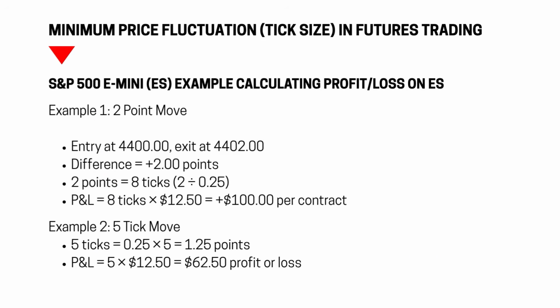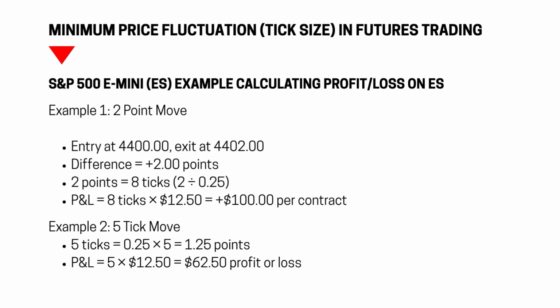So how will we calculate profit and loss on a trade, a position we're holding? Well, we're sticking with our S&P 500 E-mini example here. A 2 point move is our first example. Say the price we got in at is 4400 and we want to get out at 4402. The difference is 2 points. 2 points is 8 ticks, 2 divided by 0.25, so 8 ticks times $12.50 is $100 per contract. So that's for a 2 point move.